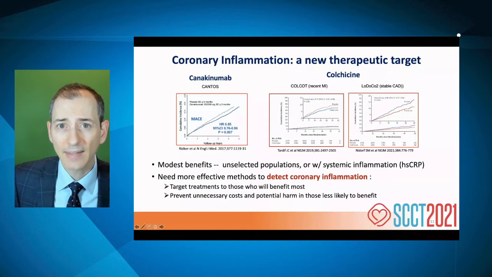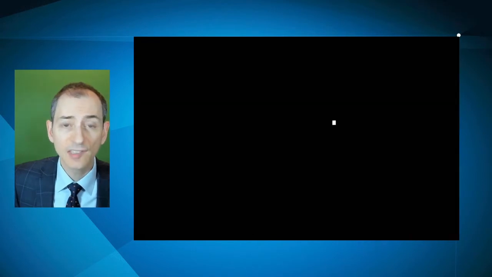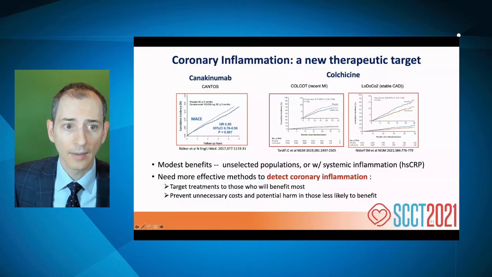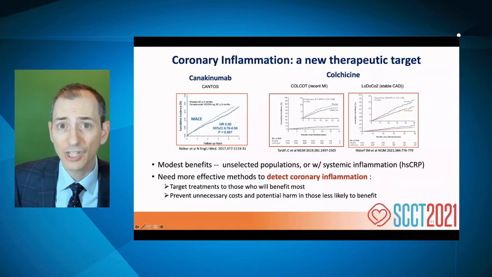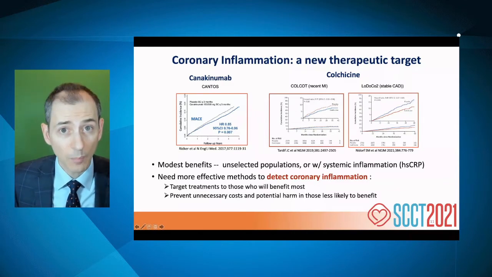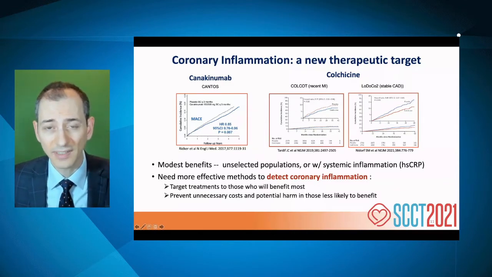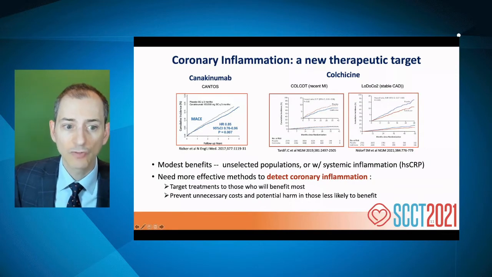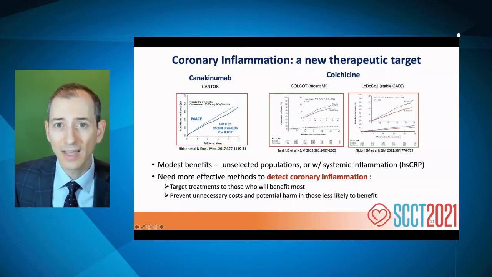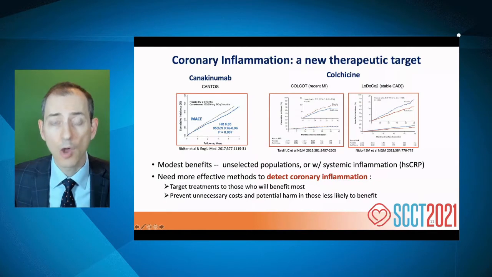And this is despite the fact that the population in these trials is an unselected population, just patients with coronary disease in some of these trials using colchicine, or patients who are selected based on having an elevation in systemic biomarkers such as CRP. So these are non-specific markers of inflammation. They don't necessarily tell us that the inflammation is happening in the coronary arteries. So certainly, I think the really important need is to identify tools that can detect coronary inflammation, because that may allow us to identify patients who are most likely to benefit from anti-inflammatory therapy.